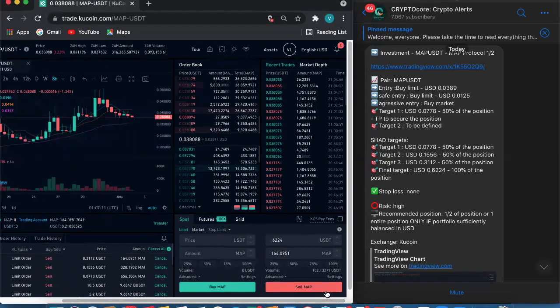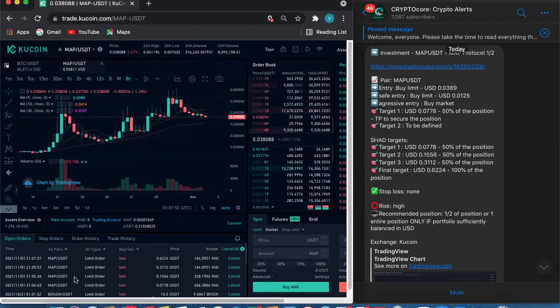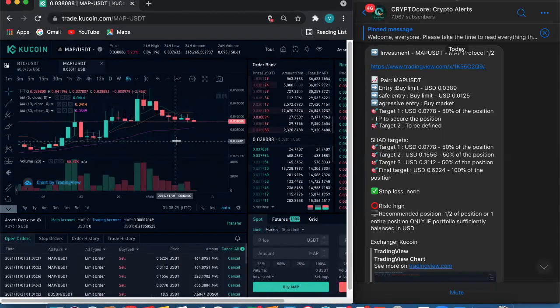With that being said, guys, let us place our final sell limit order for MAP. And as you can see here, we have 4 orders, sell limit orders created for MAP. All right, selling at take profit 1, at take profit 2, at take profit 3, and then the final target take profit 4. So that is all for today.